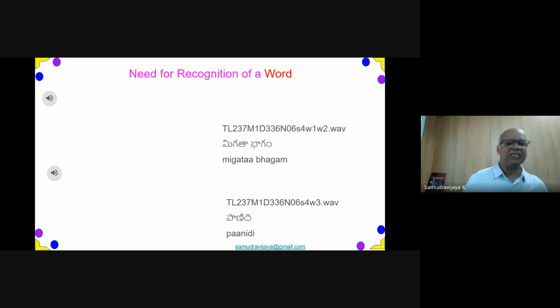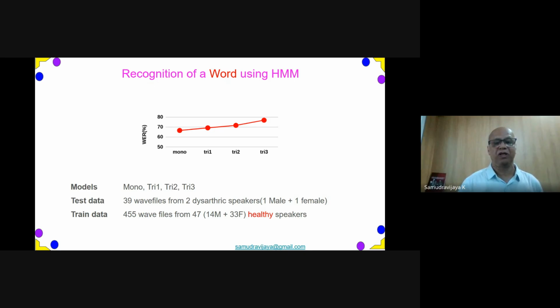So why am I playing this? To show that for certain people, the degree of dysarthria is so strong that they cannot even speak a single sentence of three words. So we wanted to prompt them only one word at a time. Therefore, the first ASR experiment that we do deals with the word. Recognition of a word, one word spoken by dysarthric people.